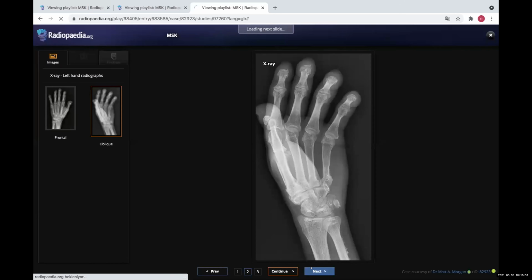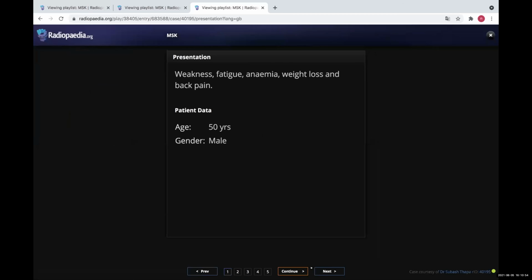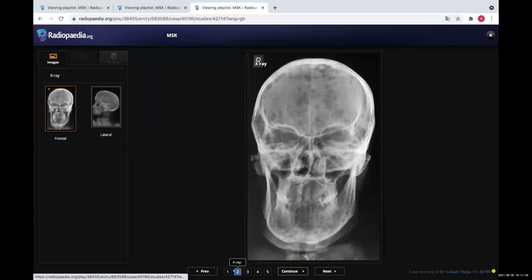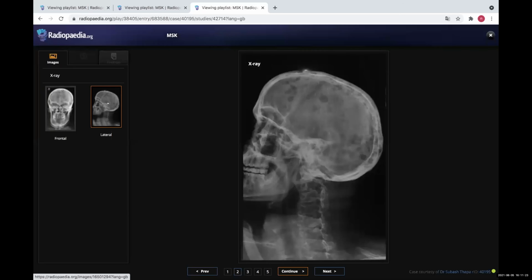Okay. I will continue. Dr. Nuran, we can make this the last case, I think. Okay, thank you. So this is a 50-year-old male with weight loss, anemia, and fatigue, and you can have these images. So you are provided with the frontal radiograph of skull, which shows multiple lytic lesions involving the calvarial bones as well as the mandible.